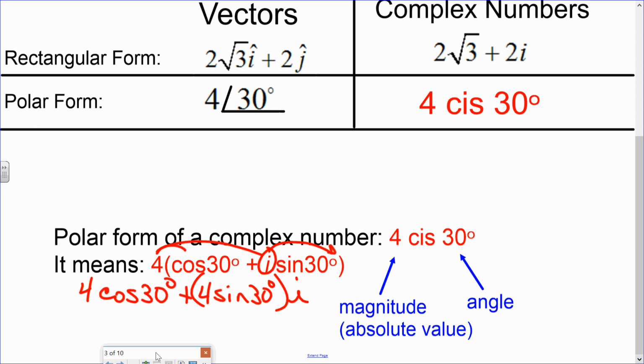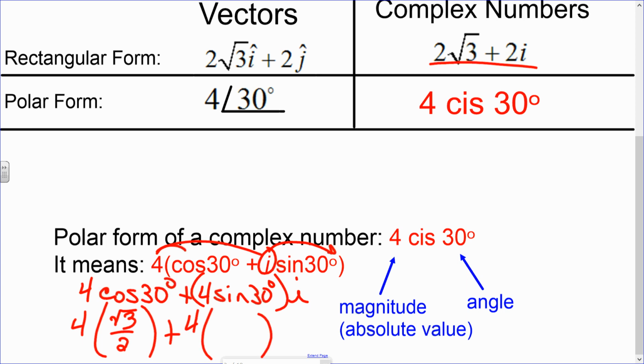Let's make sure that this really does mean the same thing as 2 root 3 plus 2i. So what is the cosine of 30 degrees? You guys better know that from your unit circle. Come on, what's cosine 30 degrees, everybody? Root 3 over 2, so we have 4 times root 3 over 2. What's the sine of 30 degrees? So 4 times root 3 over 2 becomes 2 root 3 plus 4 times a half becomes plus 2 times i. So it does give us the very same thing.